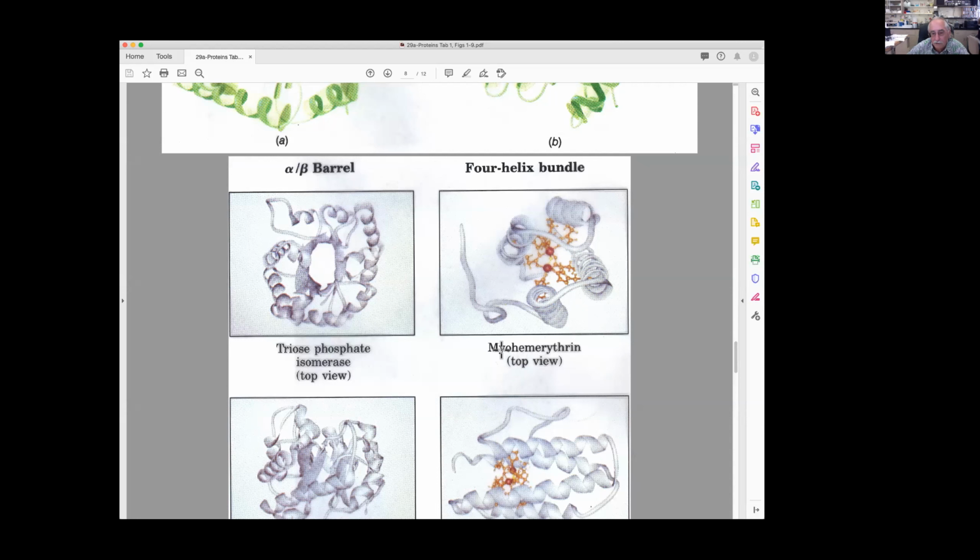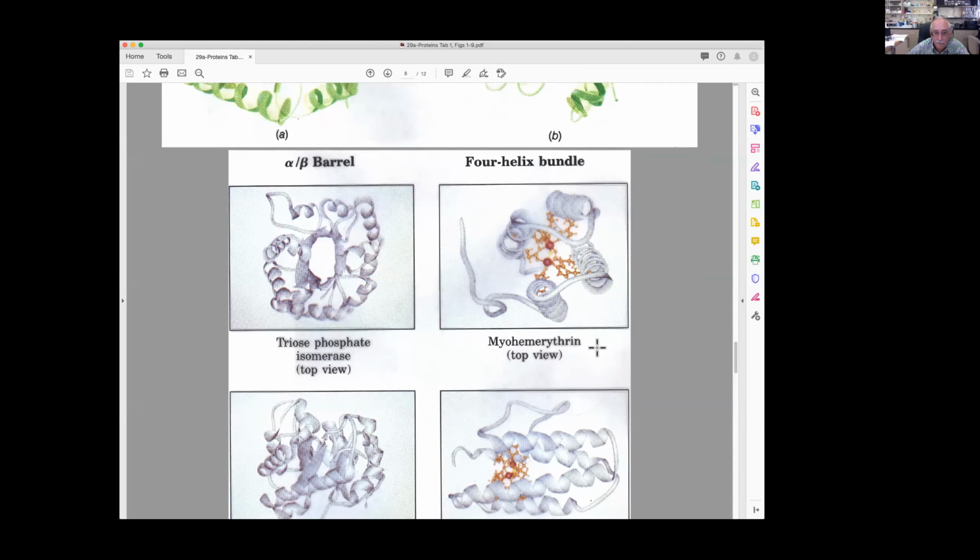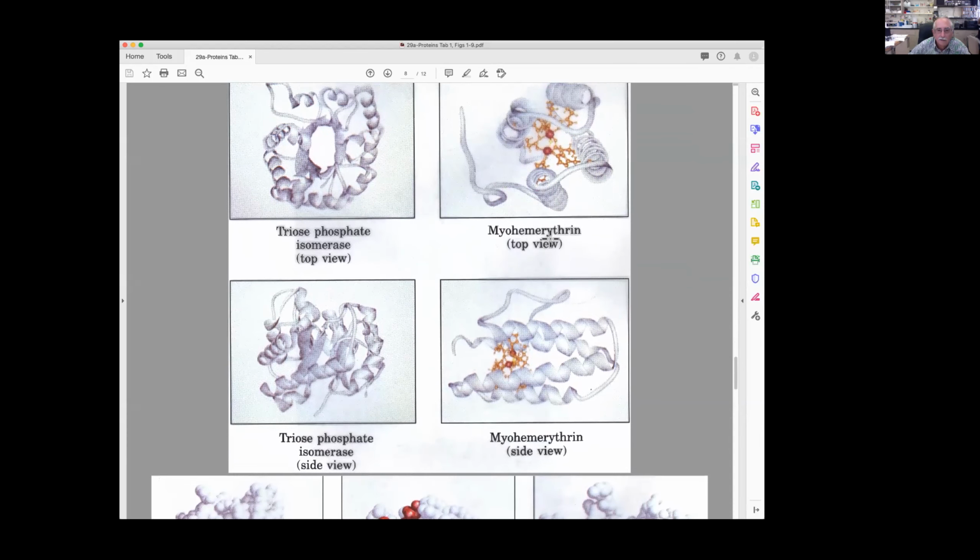Myo means muscle. That means heme. This must mean that it's in an erythrocyte. In other words, a red blood cell. So here we turned it on its side. Okay. So what do you think this molecule is meant to do? Find oxygen. Okay. Right there.